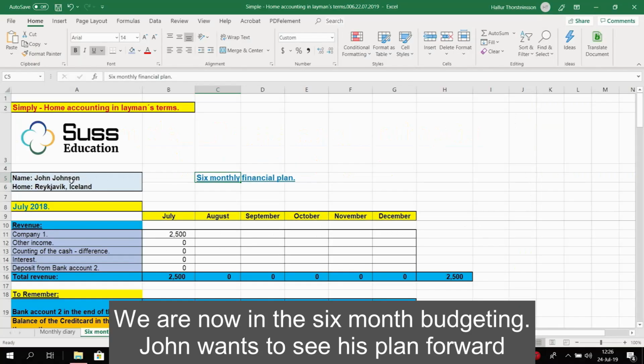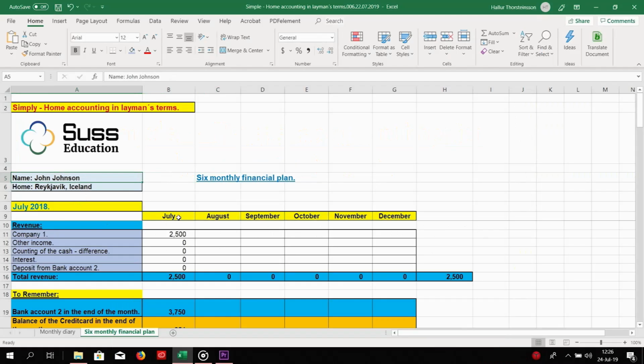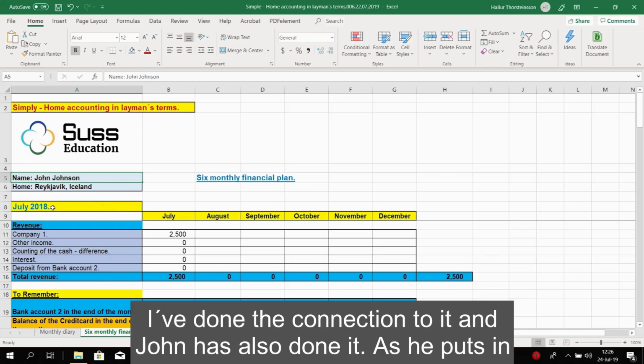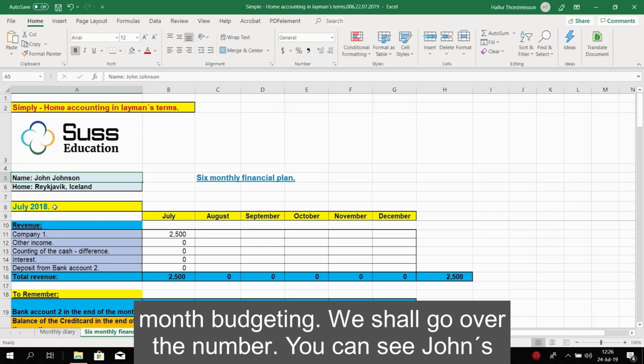We are now in the 6-month budgeting. John wants to see his plan forward in time and thus makes a 6-month budget and connects it with the monthly diary. In Form 1 about simple home accounting in layman's terms, I've done the connection to it, and John has also done it. As he puts the data into the monthly diary, the numbers are moved to the 6-month budgeting.